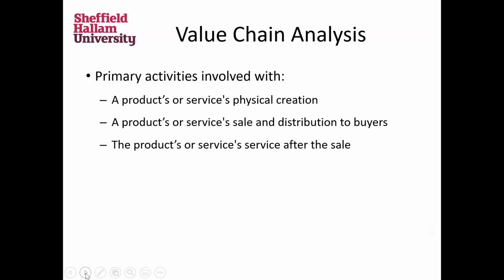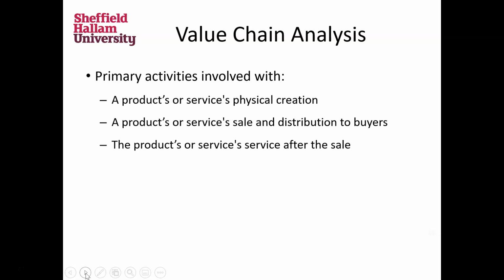Secondly, it asks us to consider how a product or service is sold and distributed to buyers. So this is marketing, distribution and sales. And again, the process will be different for products because that is a physical good. It's an actual object which needs to be moved and distributed to customers, whereas going to the gym is a different kind of product. It's a service, and that is going to require a different kind of production and distribution process.